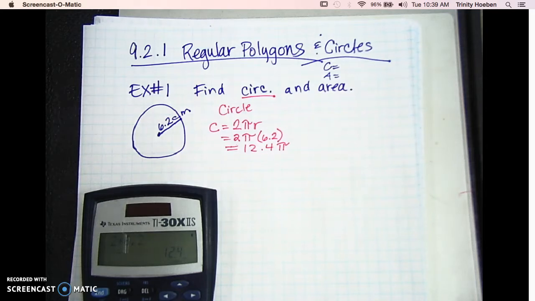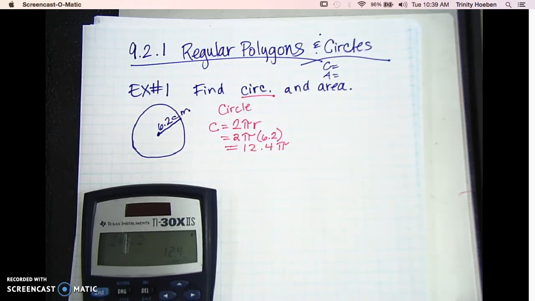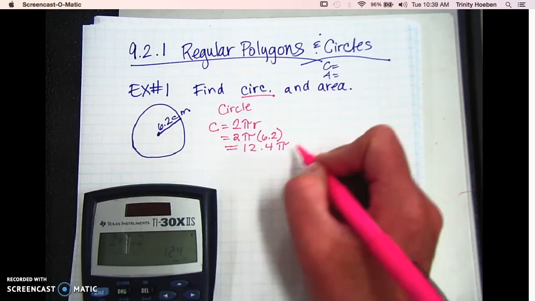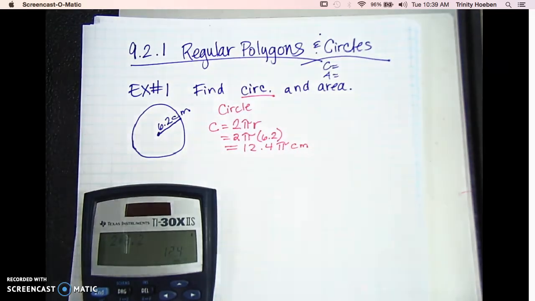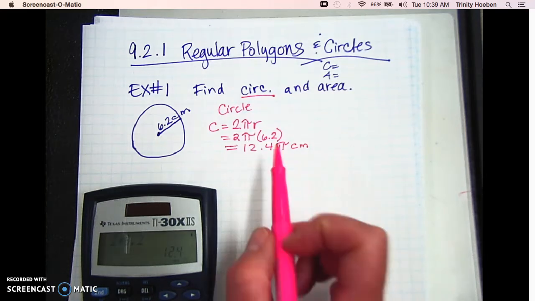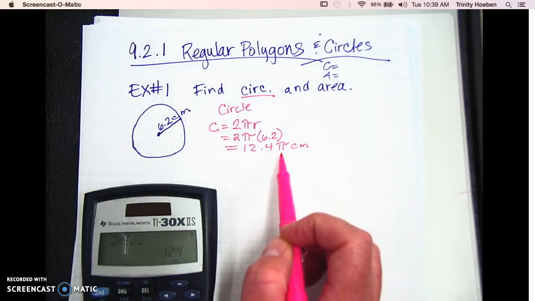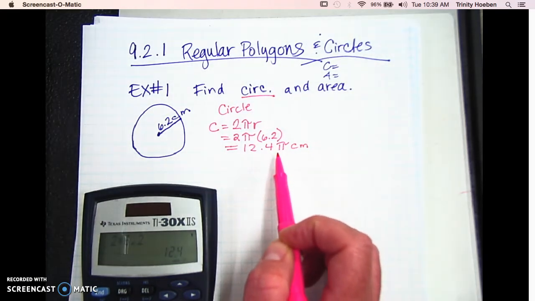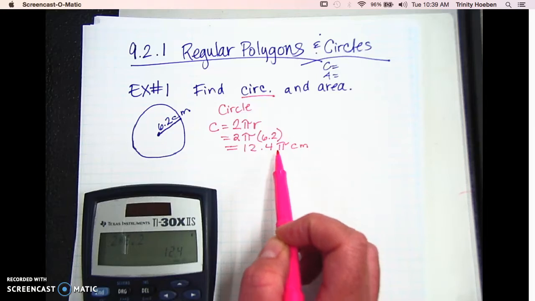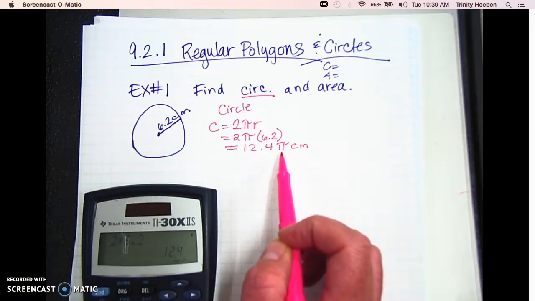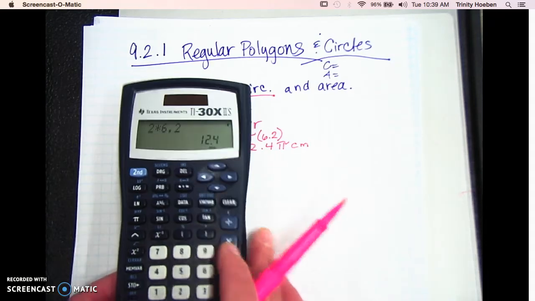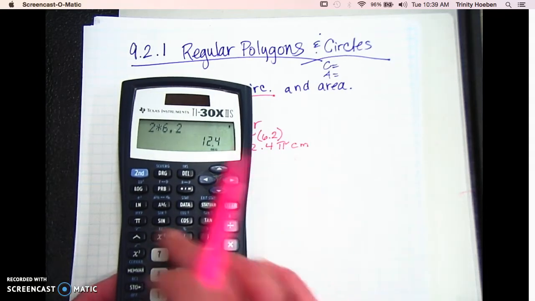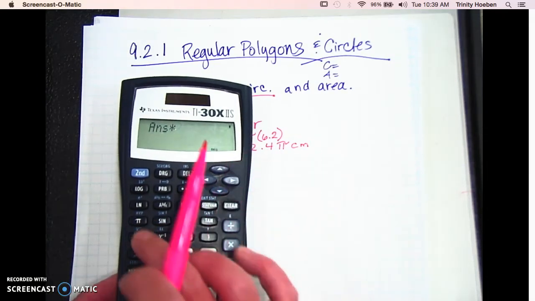And then since it's the circumference, it's like doing the perimeter, except it's not the perimeter. So your answer should just be in centimeters. If you're asked to give your answer in pi, this is how you would leave your answer. But if you're asked to give your answer simplified or as a decimal, you're going to take that 12.4, just leave it in your calculator, and then multiply it times the pi button.